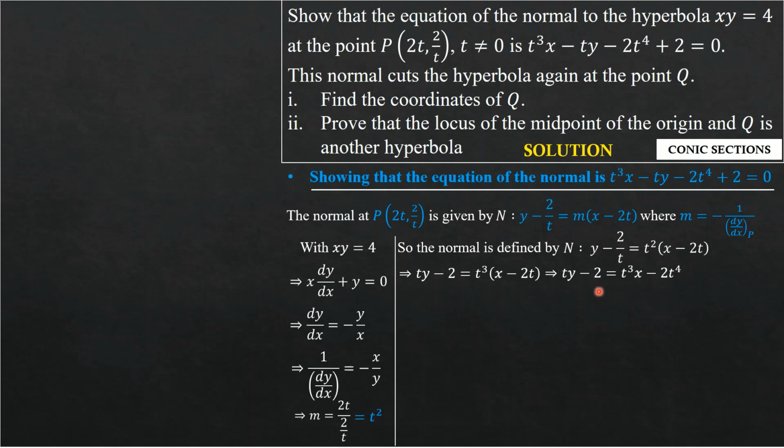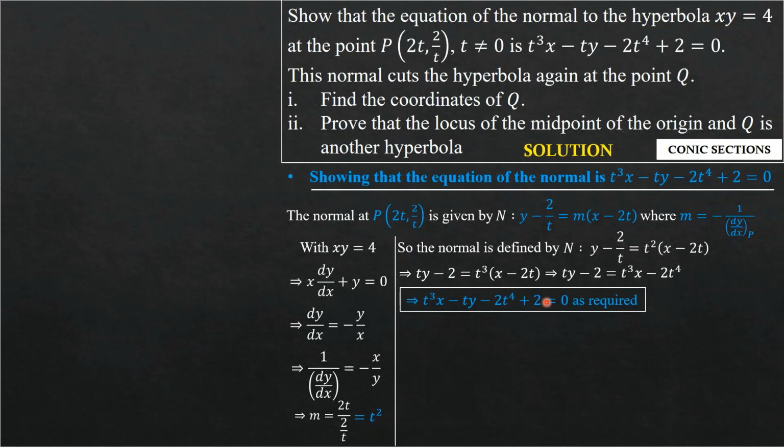Now we can pull everything on the left hand side to the right hand side, right? And then we simply get what we're supposed to prove. So we add 2 on both sides and we subtract ty on both sides, and we get the equation of the normal. So the first part of the question, we have succeeded in proving it.